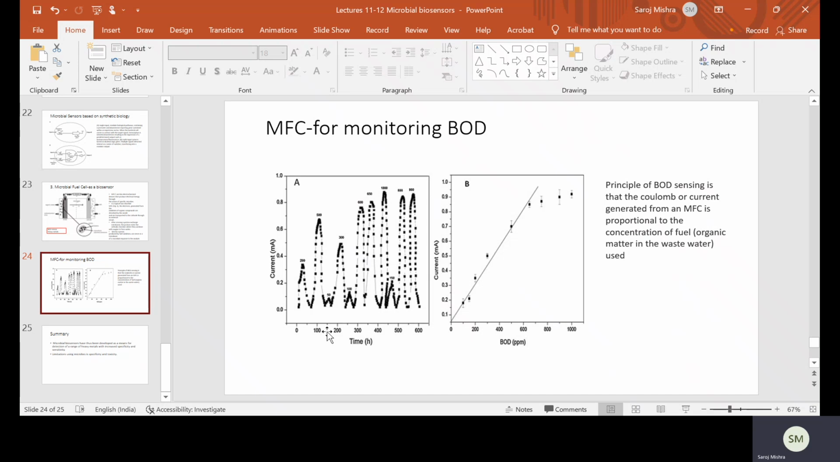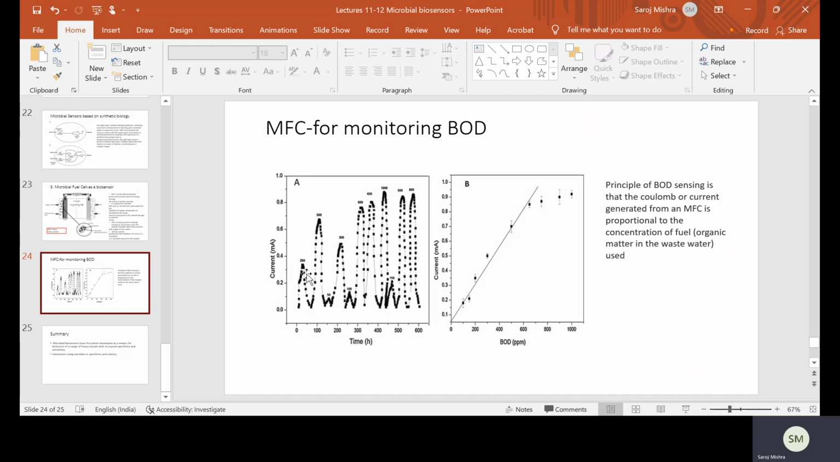Imagine now that you have a microbial sensor in the form of a microbial fuel cell to detect the presence of BOD. First of all, the time that it takes is very, very quick. You don't have to wait for 5 days to determine the BOD. The data is shown from that paper, the amount of current which flows.